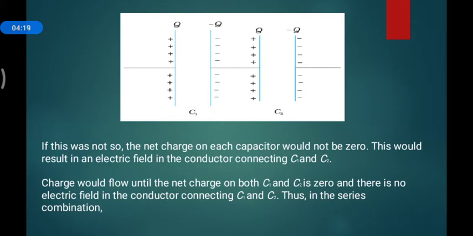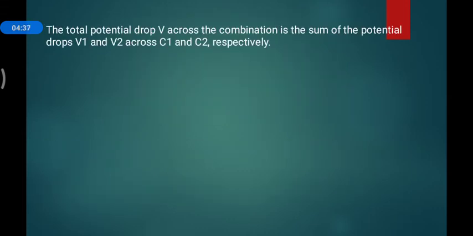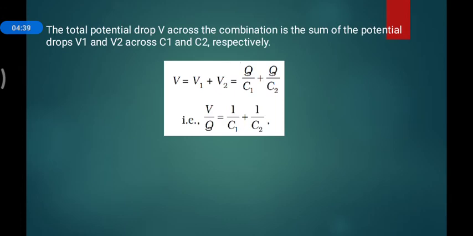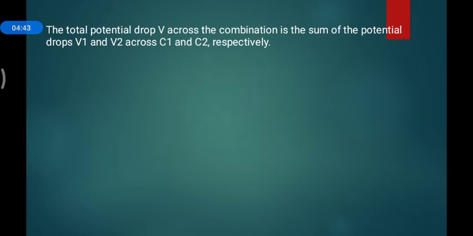The charges are flowing inside the capacitors until both capacitors get the same charge distribution. Is there no electric field of the conductor C1 and C2 in the series combination? This is a very important point in the series combination. So what exactly happened? The potential drop V across the combination is the sum of the potential drops V1 and V2 across C1 and C2 respectively.